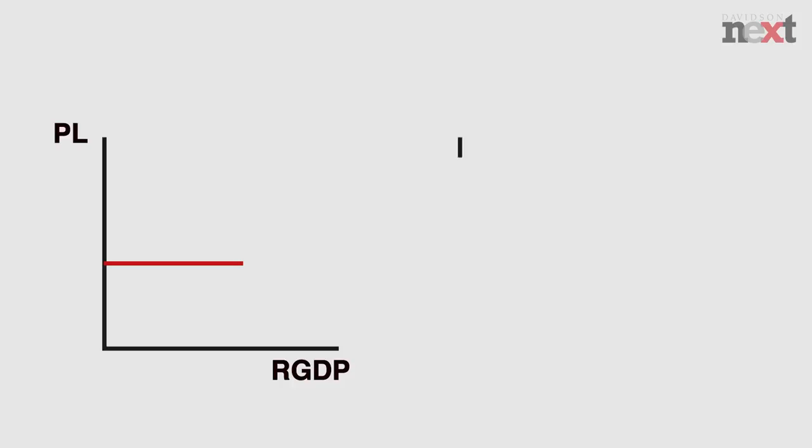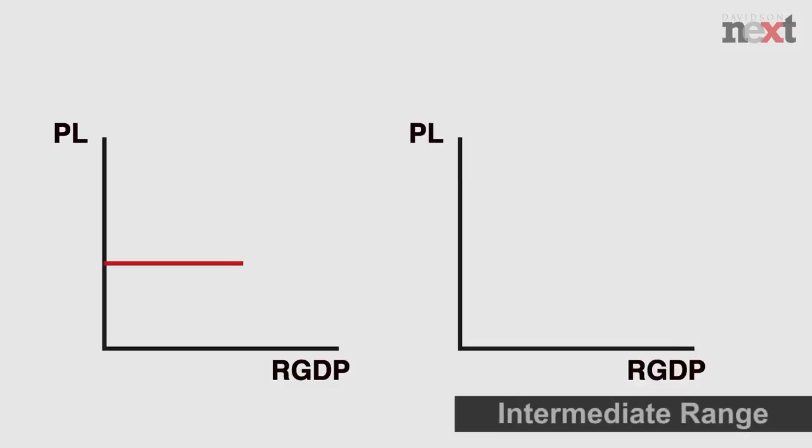When we look at the next range, and again, we'll correctly draw PL, price level, RGDP, real output. In the second range, it is upward sloping, also known as the intermediate range. And if you look at the intermediate range, what we can see is as the price level increases, so does the output. And what happens is that as this price level increases, real wages decrease, which allows for this increase in real GDP.